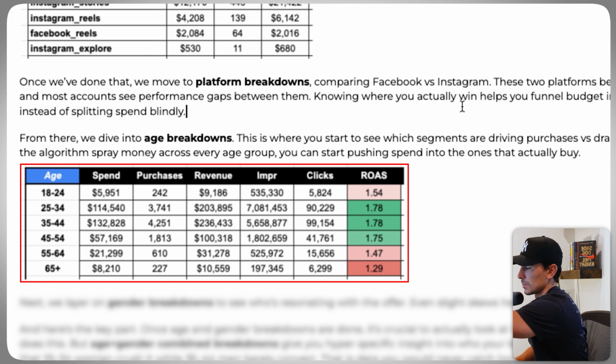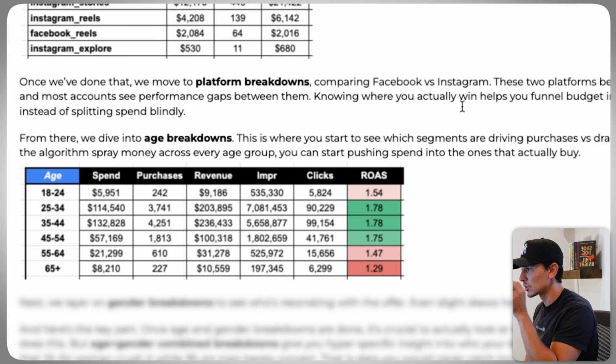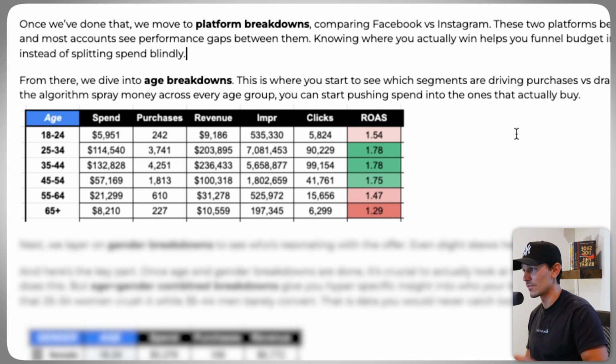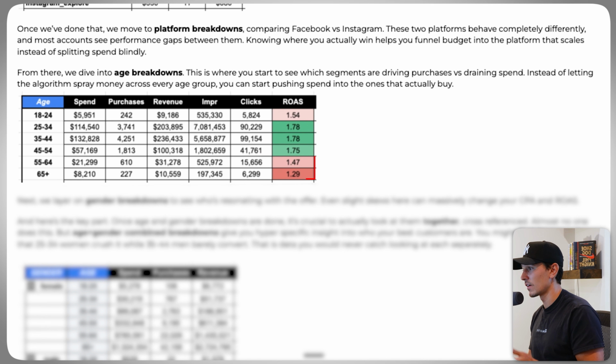We've got to zoom in on this one because you can see very clearly here that we are spending the most amount of money at almost identical return on ad spends in the three age groups that mean the most: 25 to 54 are all getting a 1.78, 1.78, and 1.75 return on ad spend, where the 18 to 24, 55 to 64, and 65 plus are getting significantly less cash.